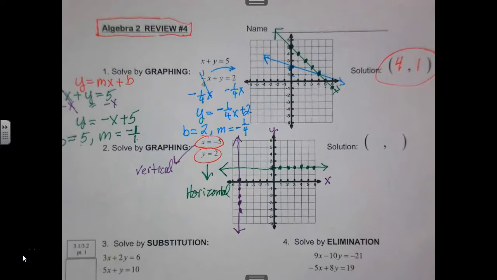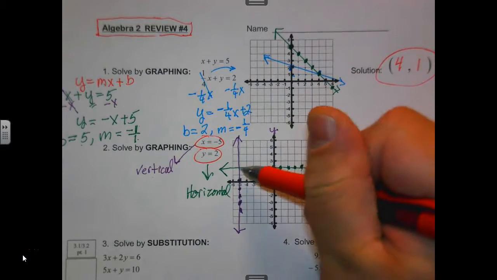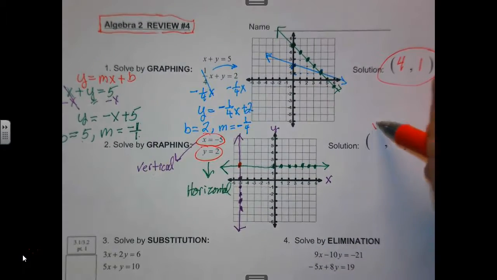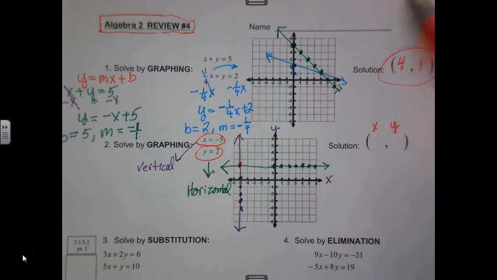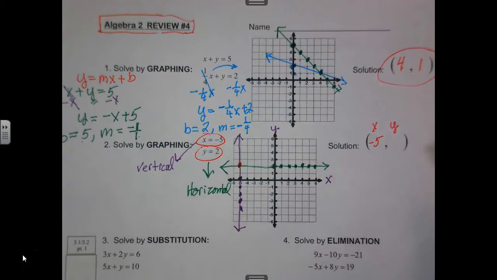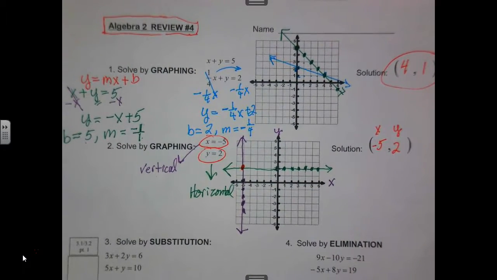What's my solution? Yep. Actually, this is my x-coordinate, that's my y-coordinate. You can do this without even graphing a line, right? My x is -5, right? -5. My y is 2. You can actually do this problem without even graphing. But you should graph.